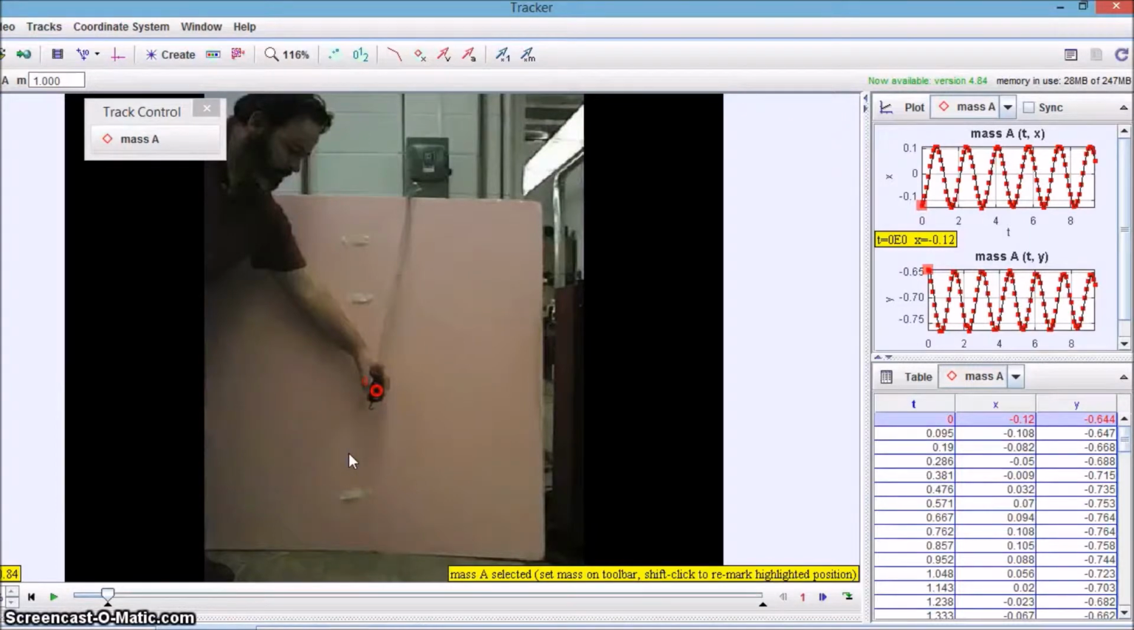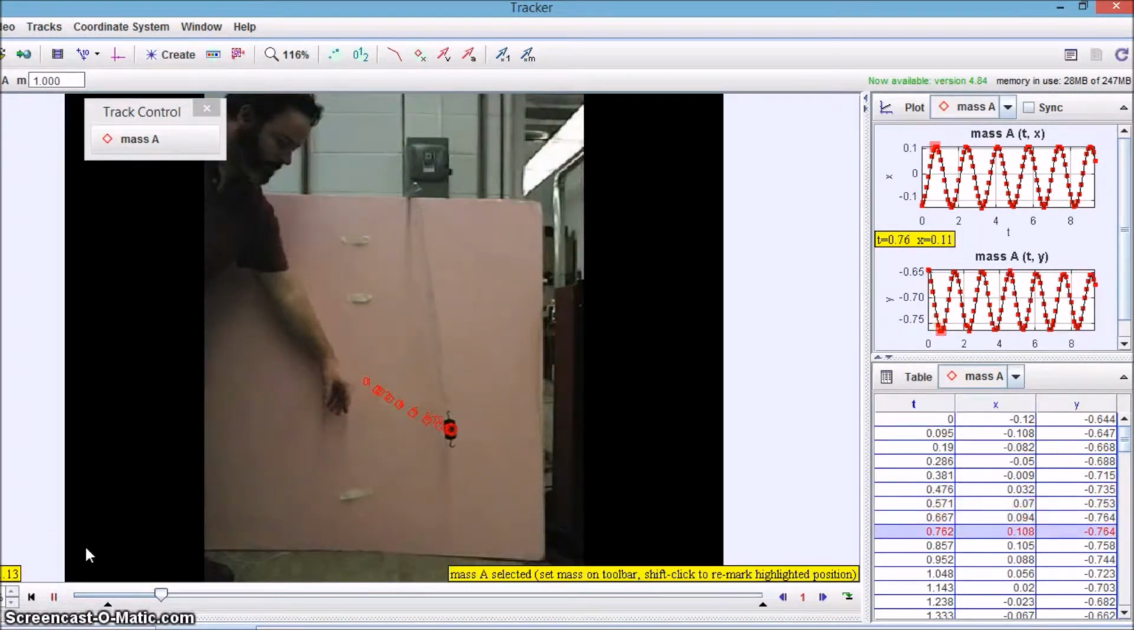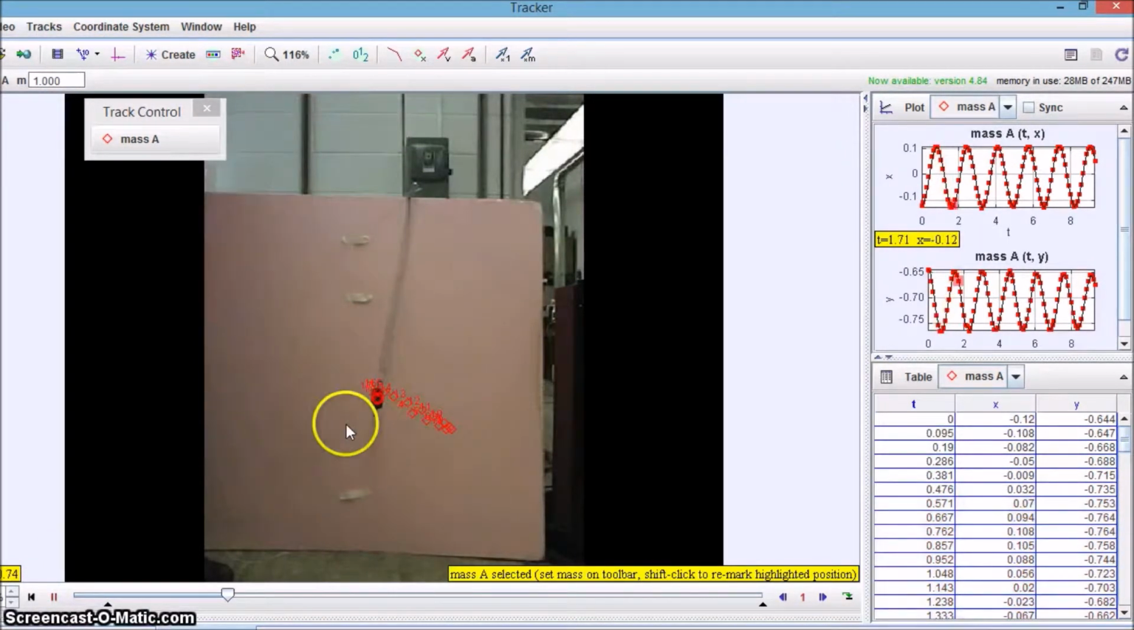Here you can see a setup similar to the one we just discussed, with the same mass, spring, and origin. Starting from the first motion frame, I track the spring's motion as it oscillates and swings. You can see the oscillation in both the x and y directions in these graphs.